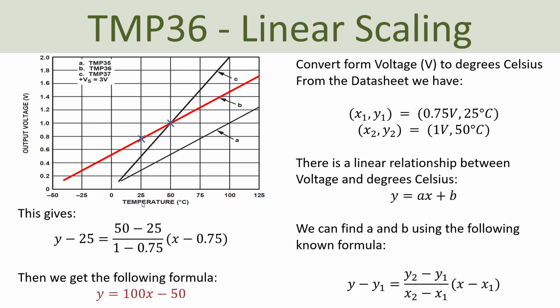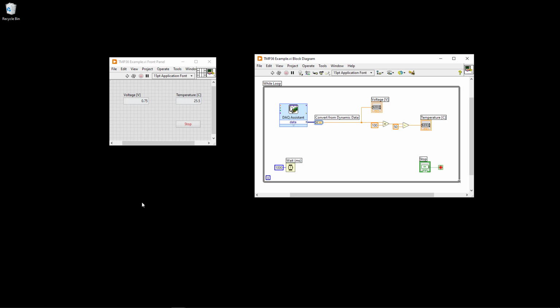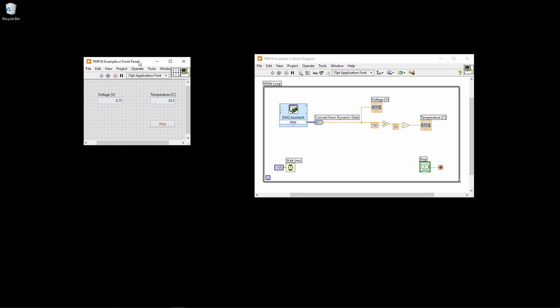And then let's go to LabVIEW and see how this application looks. So here you see the LabVIEW application. I already made it. It's very similar to the previous example. I just used the DAQ Assistant, and then, as in the previous example, I just read the output voltage from the DAQ device. And then I use this formula that converts the voltage signal to a temperature in degrees Celsius. So let's just run this application.